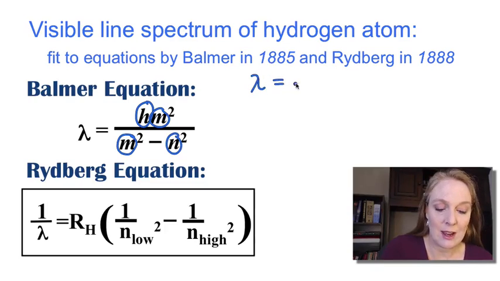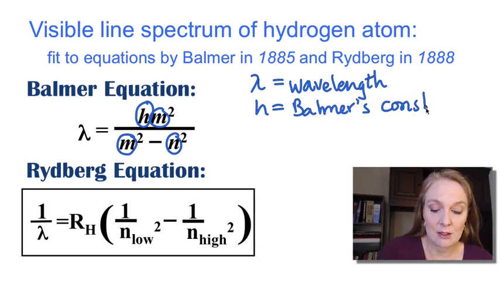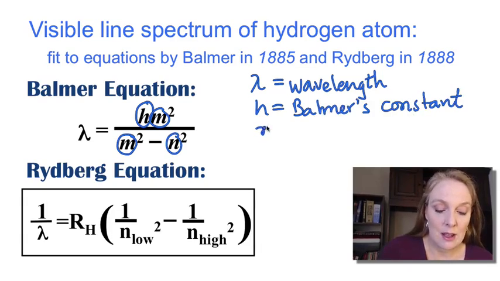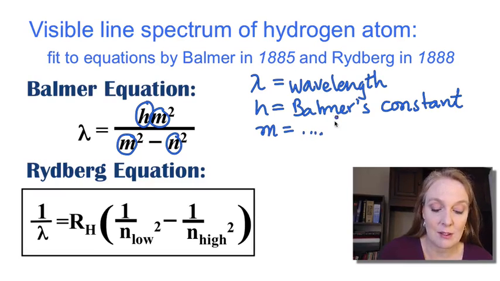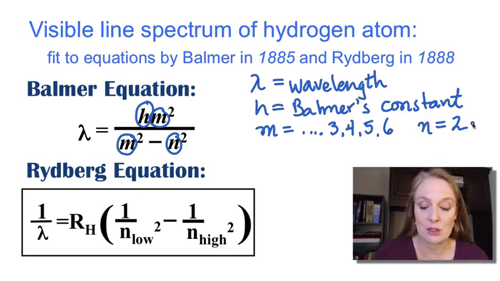Of course, this is the wavelength if we were going to define these variables. H is Balmer's constant, which is always just some number, which we can look up. M is an integer, and it turns out m is equal to, for the visible light lines that Balmer was describing, 3, 4, 5, or 6, and n is also an integer, and in his equation n is always equal to 2.